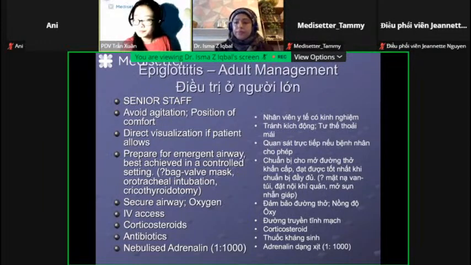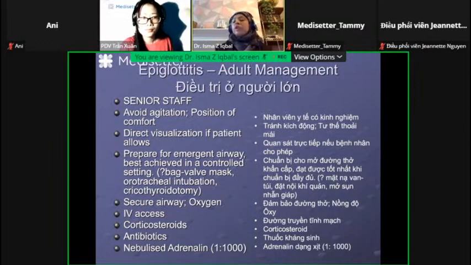And if they have a lot of swelling, you would also intubate them and possibly they'll be on ICU for a couple of days until the swelling settles.